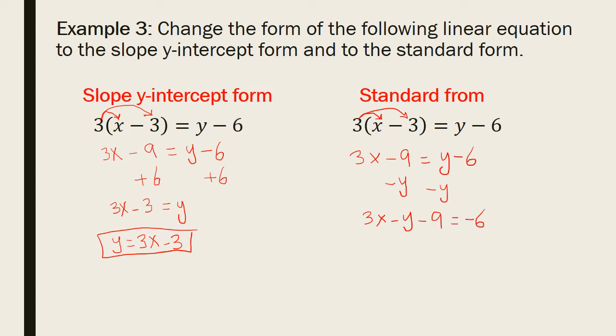Now, we know that in the standard form, we don't have constants on the x and y side. So we're going to have to get rid of that number by moving it to the other side and adding 9 to both sides. So I'm going to end up with 3x minus y equals 3. So this is the standard form where 3 is A, negative 1 is B, and 3 is C. And that's the standard form.